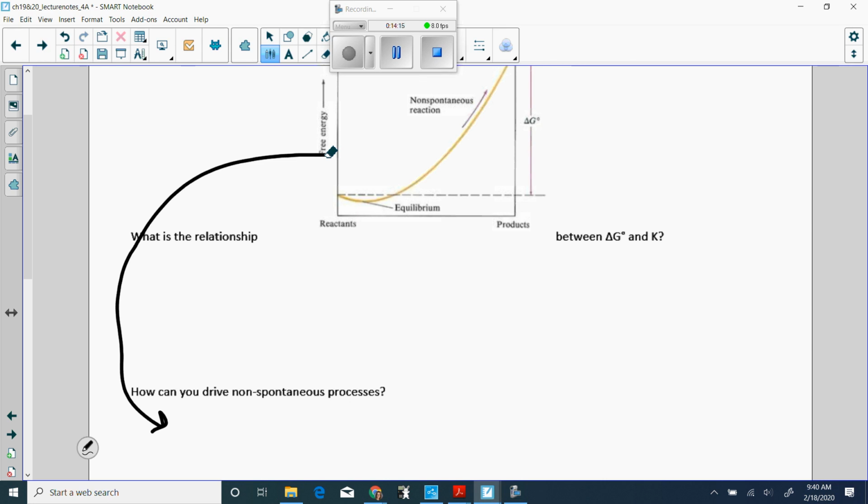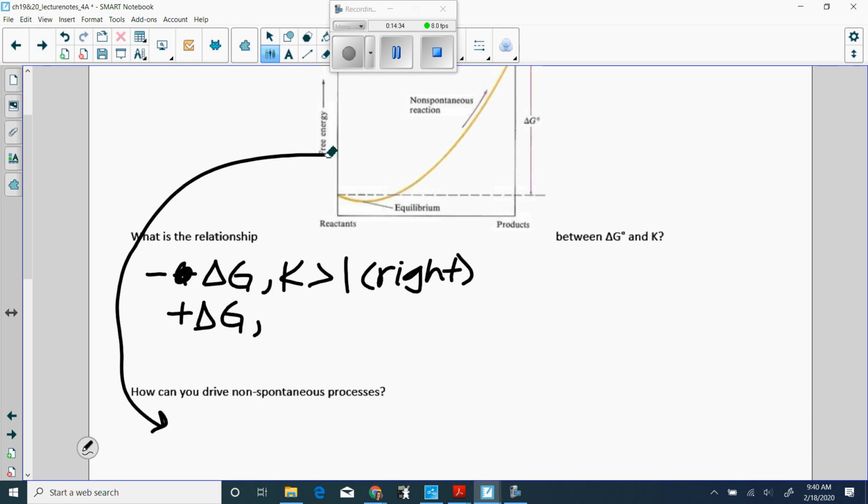The relationship between delta G and K. So we know a negative delta G means K is greater than 1. It lies right. Look at, I made product. I'm sorry, I said that backward. That's a negative delta G. That's spontaneous. A positive delta G means it lies left. Nothing has happened, non-spontaneous.